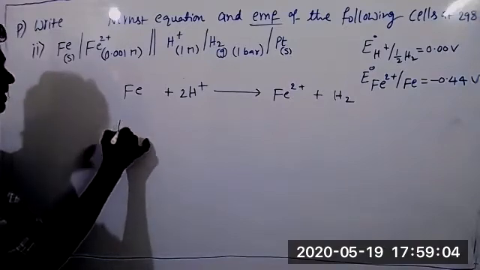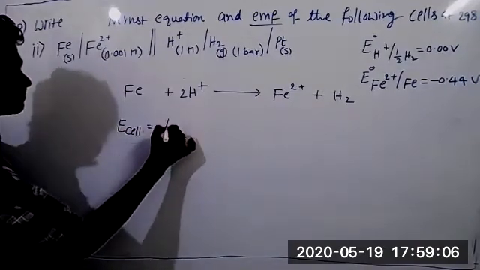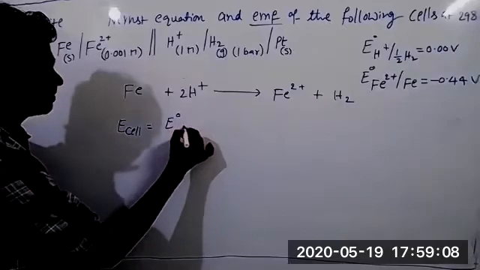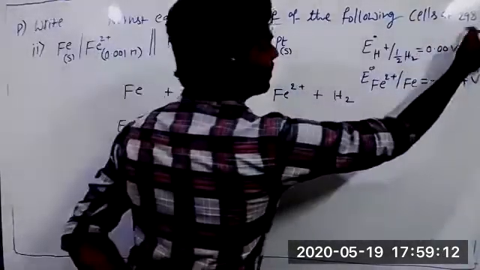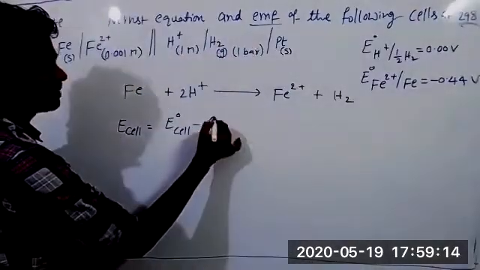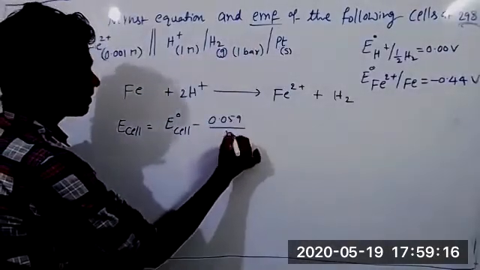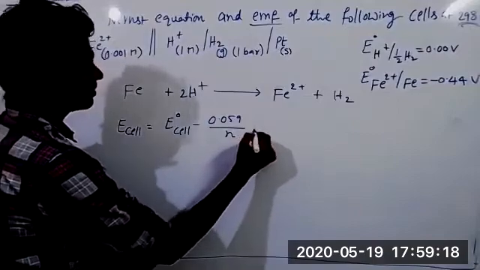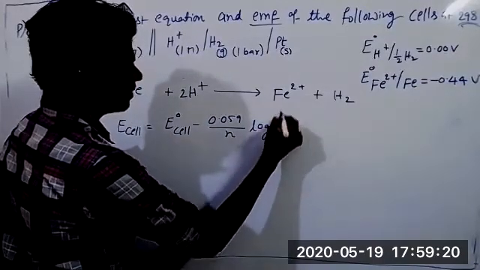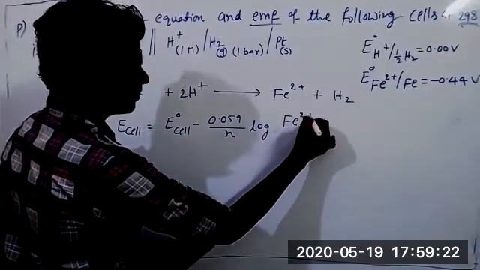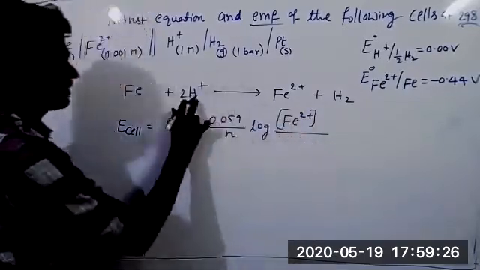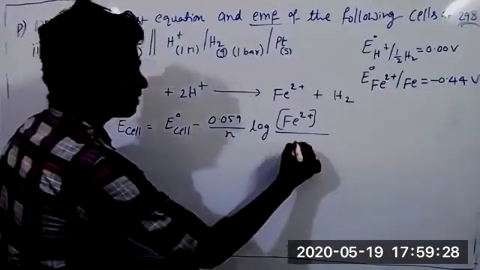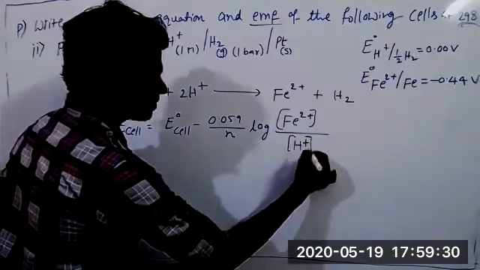Now next equation, E cell is equal to E naught cell minus, I'm writing directly because we are taking 298 Kelvin, so directly 0.059 by n log concentration of iron by concentration of H plus. Be very careful, there is a square: H plus whole square.